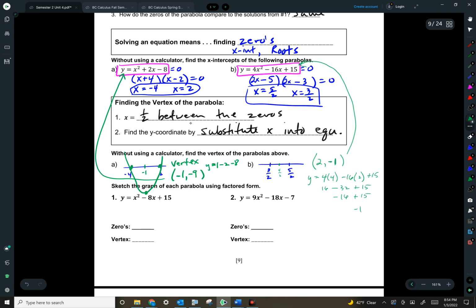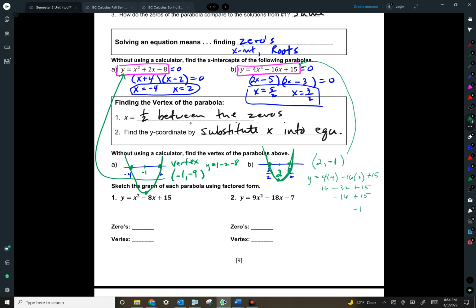So if I were to put on here, remember this was 2. If I come down to negative 1 right here, and I know it crosses at these zeros, so there's, whoops, didn't quite cross it. There's the parabola. Okay, so look at the next part.